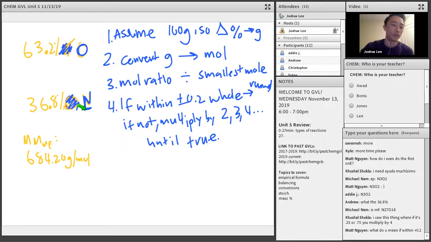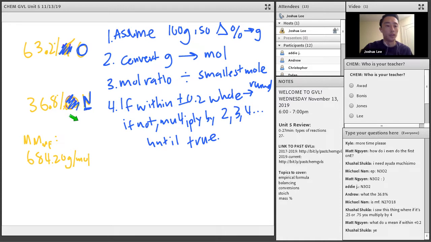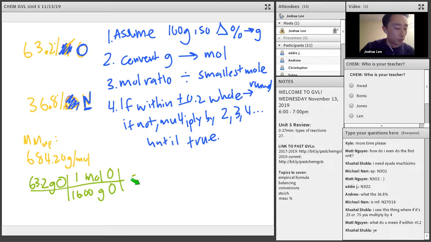So let's go over this. We have 63.2% oxygen, so I'm going to assume 100 grams. I'm going to change that just to grams of oxygen. I want to get rid of grams of oxygen and go to moles of oxygen. Mr. Mole's by himself, so he gets the 1. And 1 mole of oxygen atoms is 16.00. Then 63.2 divided by 16 gives me 3.95 moles of O.